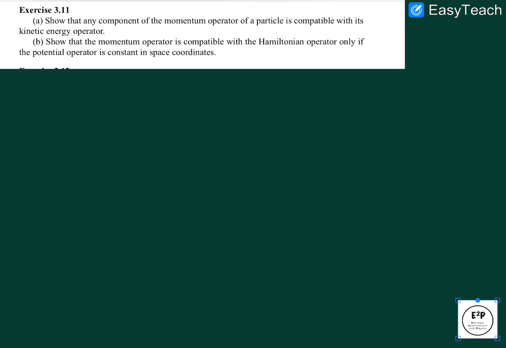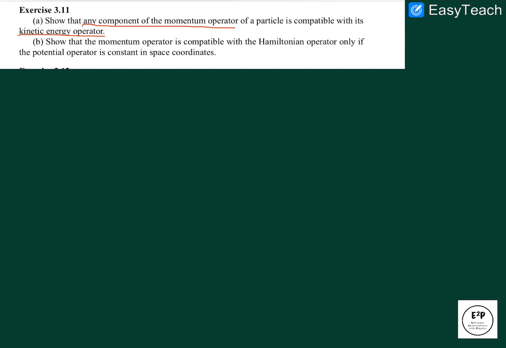Okay, so let us start with the 11th question of third chapter. And first let's analyze the question. The question says that we have to show that any component of momentum operator of a particle is compatible with the kinetic energy operator.